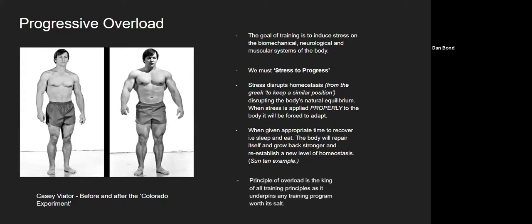Principle of overload is the king of all training principles as it underpins any training program worth its salt. So any training program you do, it primarily has to have some form of progressive overload in it for it to be effective.